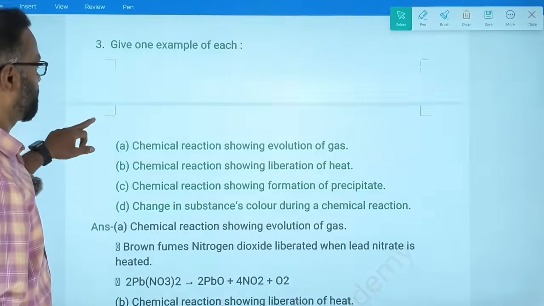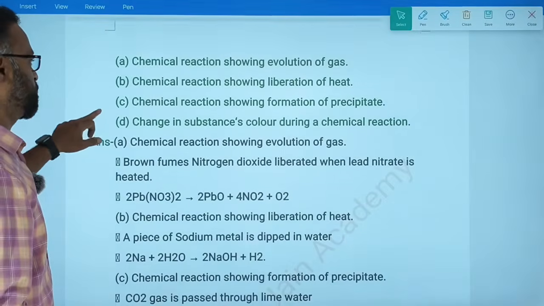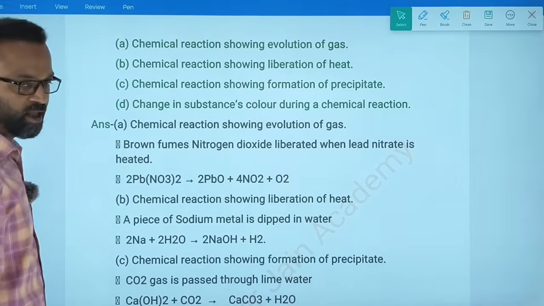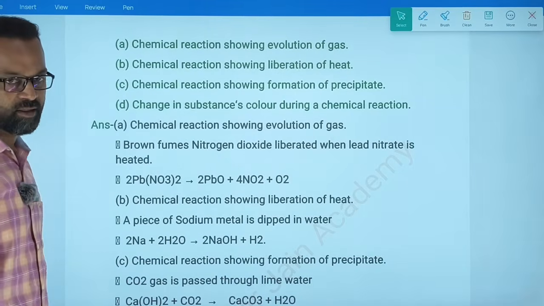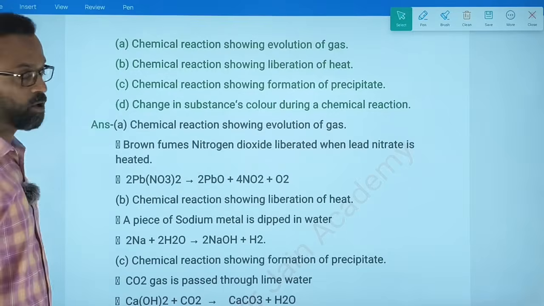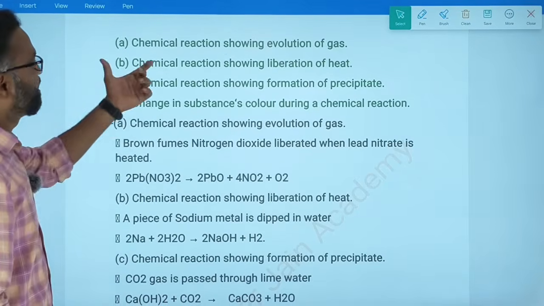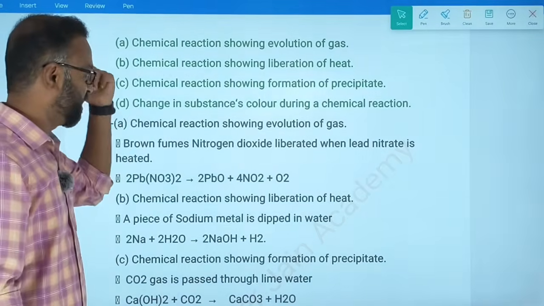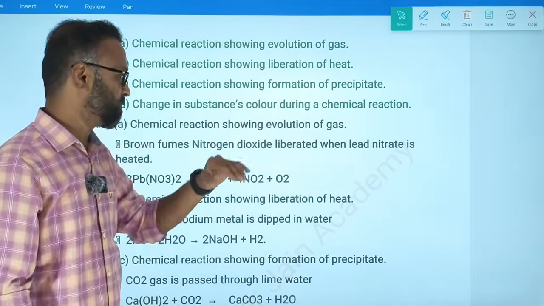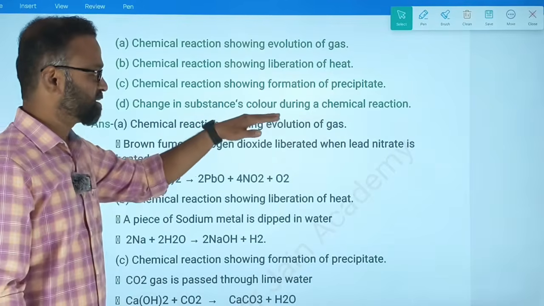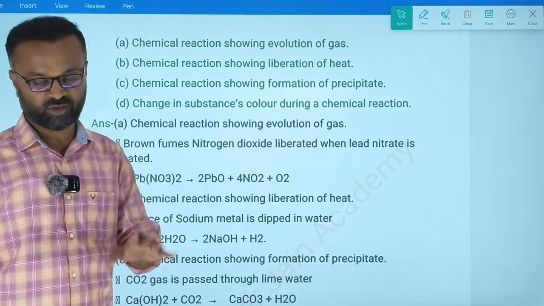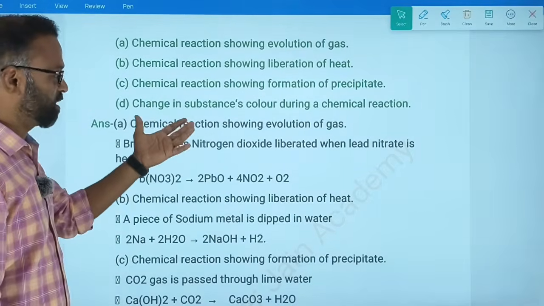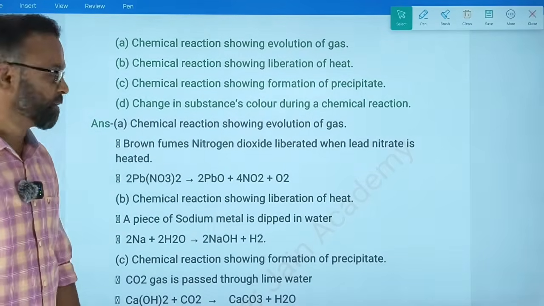Give one example for each. They are asking for one example for each. You need to write the balanced chemical equation along with the reaction. First, a chemical reaction showing the evolution of a gas. Second, a chemical reaction showing the liberation of heat. Third, a chemical reaction showing the formation of a precipitate, and fourth, change in the substance color during a chemical reaction. Four changes they have given, so based on that, we are supposed to write the chemical reaction.